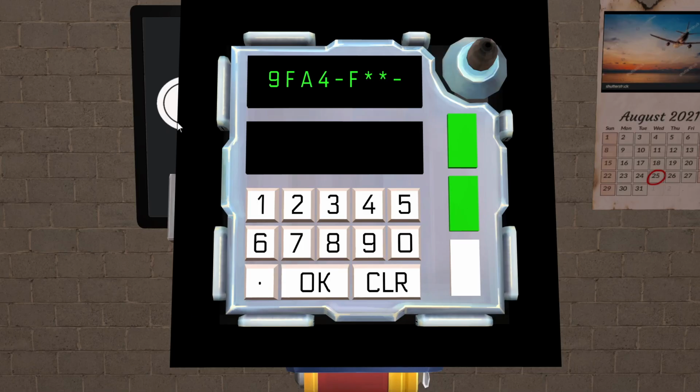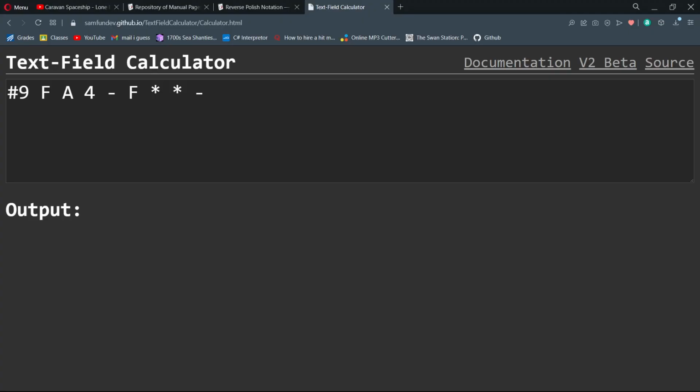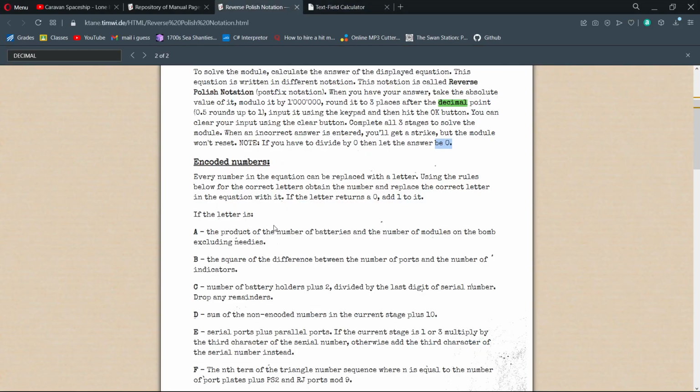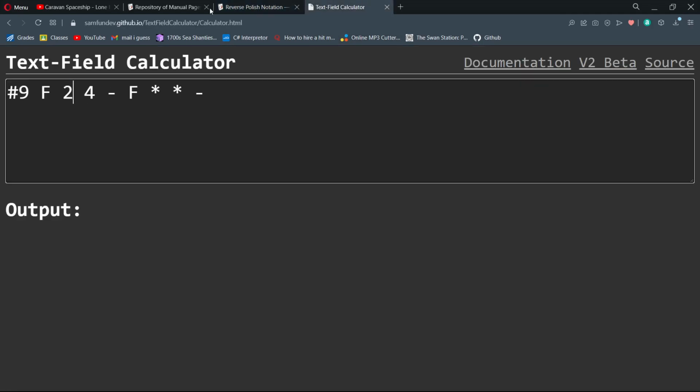So, this one's also an interesting equation. So we have 9, F, 4, minus, F, times, minus. So let's just go through all these operators. Let's see, the product of the number of batteries and the number of modules on the bomb, excluding needies. We have one module on the bomb, and we have 2 batteries, so A is just going to equal 2.